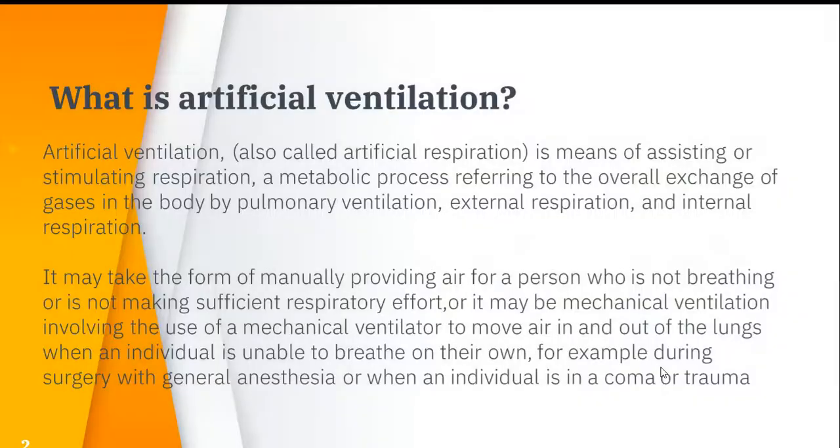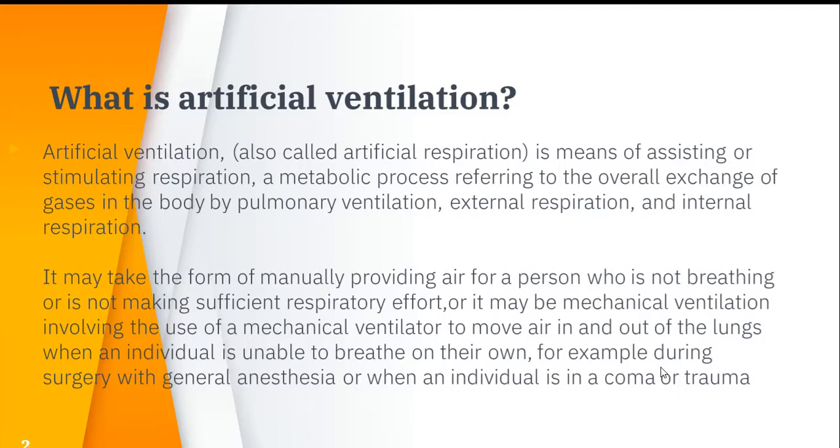Artificial ventilation, also called artificial respiration, is a means of assisting or stimulating respiration, a metabolic process referring to the overall exchange of gases in the body by pulmonary ventilation, external respiration, and internal respiration. It may take the form of manually providing air for a person who is not breathing or is not making sufficient respiratory effort, or it may be mechanical ventilation involving the use of a mechanical ventilator to move air in and out of the lungs when an individual is unable to breathe on their own, for example during surgery with general anesthesia or when an individual is in a coma or trauma.